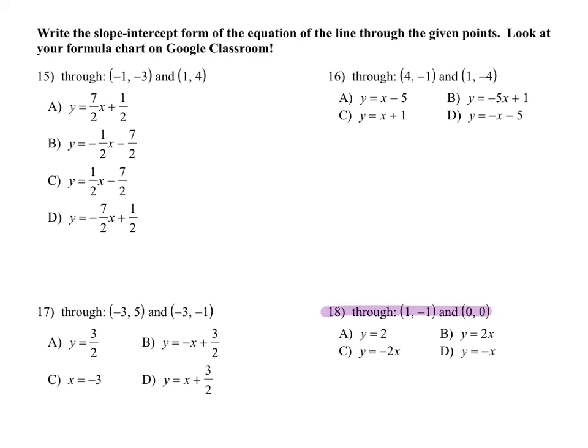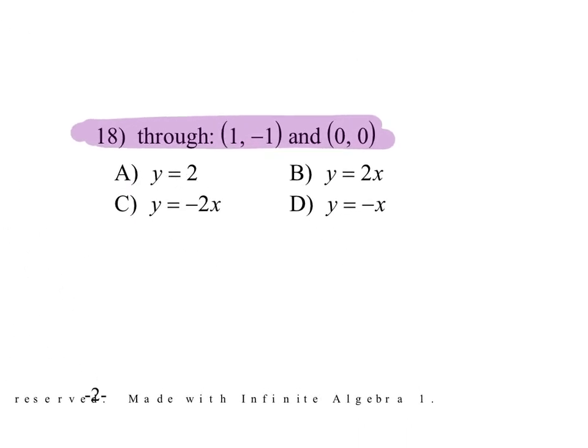So number 18, it says to write an equation in slope-intercept form of the line that is through the given points. If you don't have a formula chart at home, I have posted it on Google Classroom. That's why it says, look on your formula chart for Google Classroom. Whatever. I said that backwards. You know what I mean. So what did they give us here on problem number 18? 2 points. What do we do? We label. X1, Y1, X2.